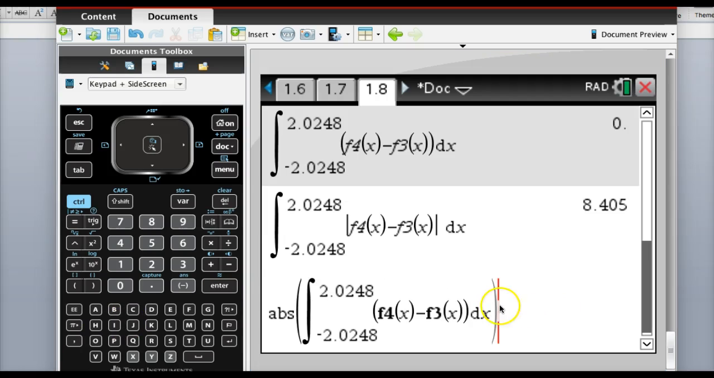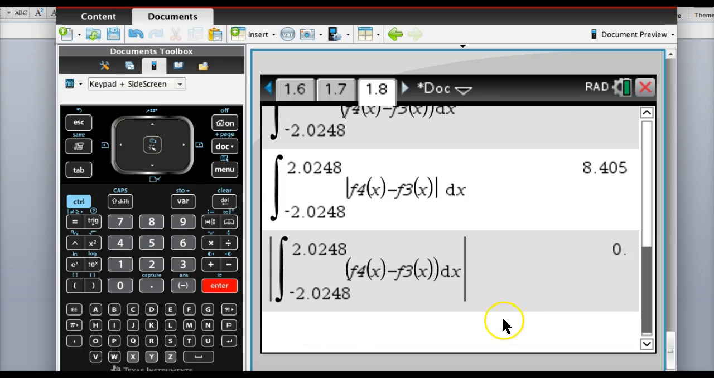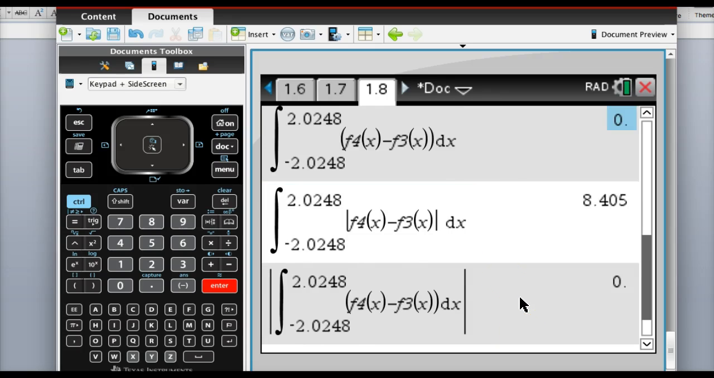What if I put the absolute value around the whole thing? What's that going to give me? What do you think? 0, 8.405, something else. Here it goes. There it is, 0. So it is exactly the same as this. Must be, because I just take the absolute value, yeah? So be careful with how you use those absolute values to make sure that you do use it correctly.